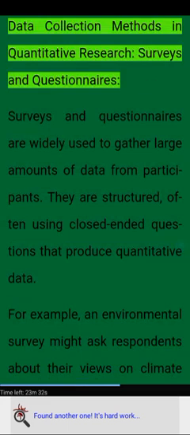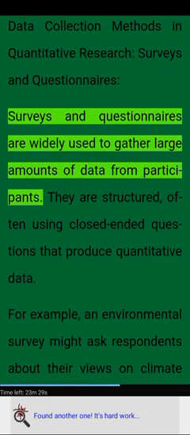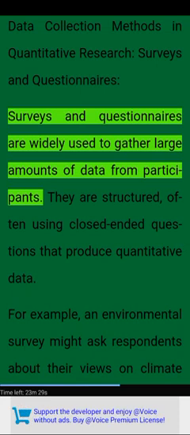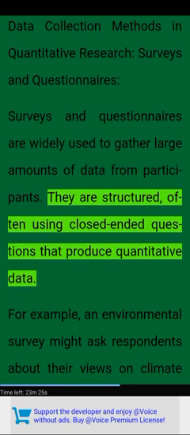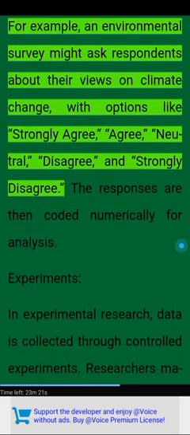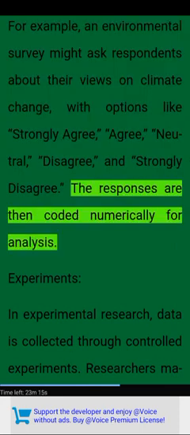Data collection methods in quantitative research: surveys and questionnaires. Surveys and questionnaires are widely used to gather large amounts of data from participants. They are structured, often using closed-ended questions that produce quantitative data. For example, an environmental survey might ask respondents about their views on climate change, with options like strongly agree, neutral, disagree, and strongly disagree. The responses are then coded numerically for analysis.